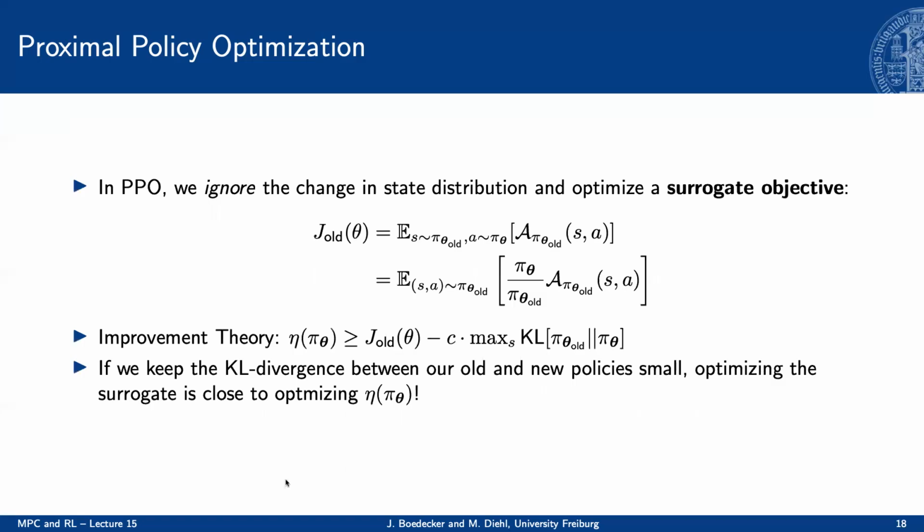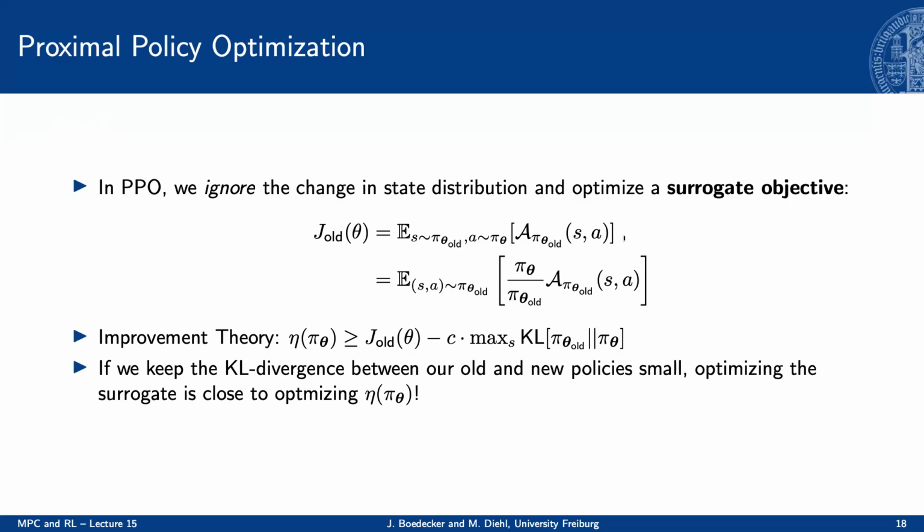Okay, and now how do we use that? That's the question. And the way that they use it in PPO is that they basically just ignore this change in state distribution. They just say, well, we assume that our state didn't change, and we can just use our pi theta old. So it's not really the right objective; it's a surrogate objective, but it simplifies things.